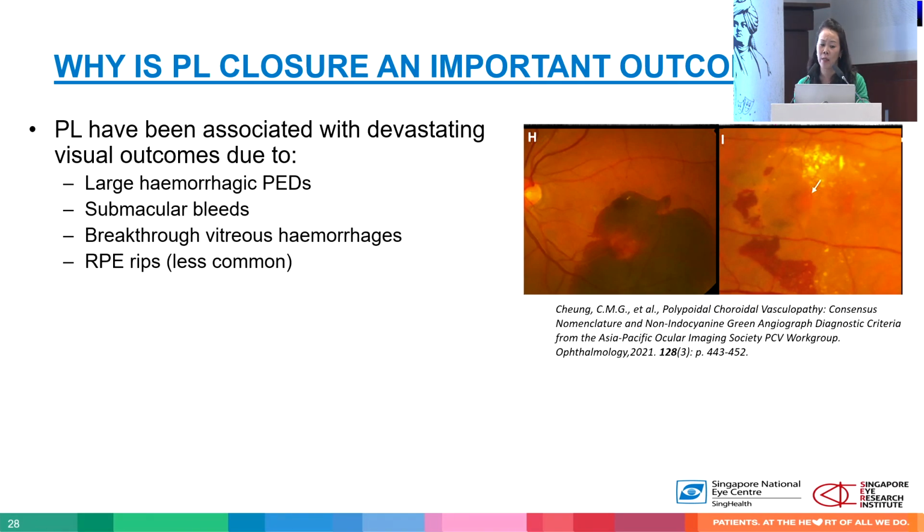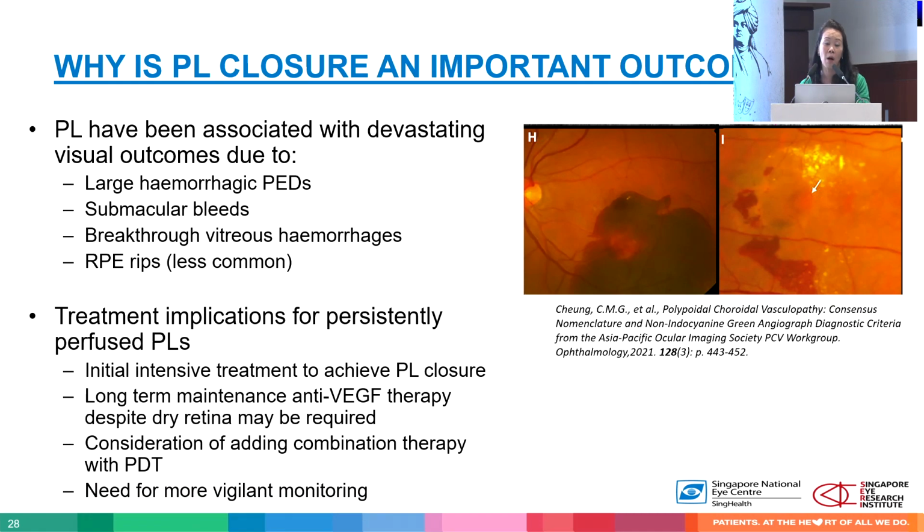However, it is an important outcome because we know that open polypoidal lesions have been associated with devastating visual outcomes due to large hemorrhagic PED, submacular bleeds, breakthrough vitreous hemorrhage, and RPE rips, which are less common, but still a problem. So treatment implications for persistently perfused polypoidal lesions include more intensive anti-VEGF treatment to achieve polypoidal closure, long-term maintenance of anti-VEGF therapy, and surveillance to make sure that new polypoidal lesions are not appearing.